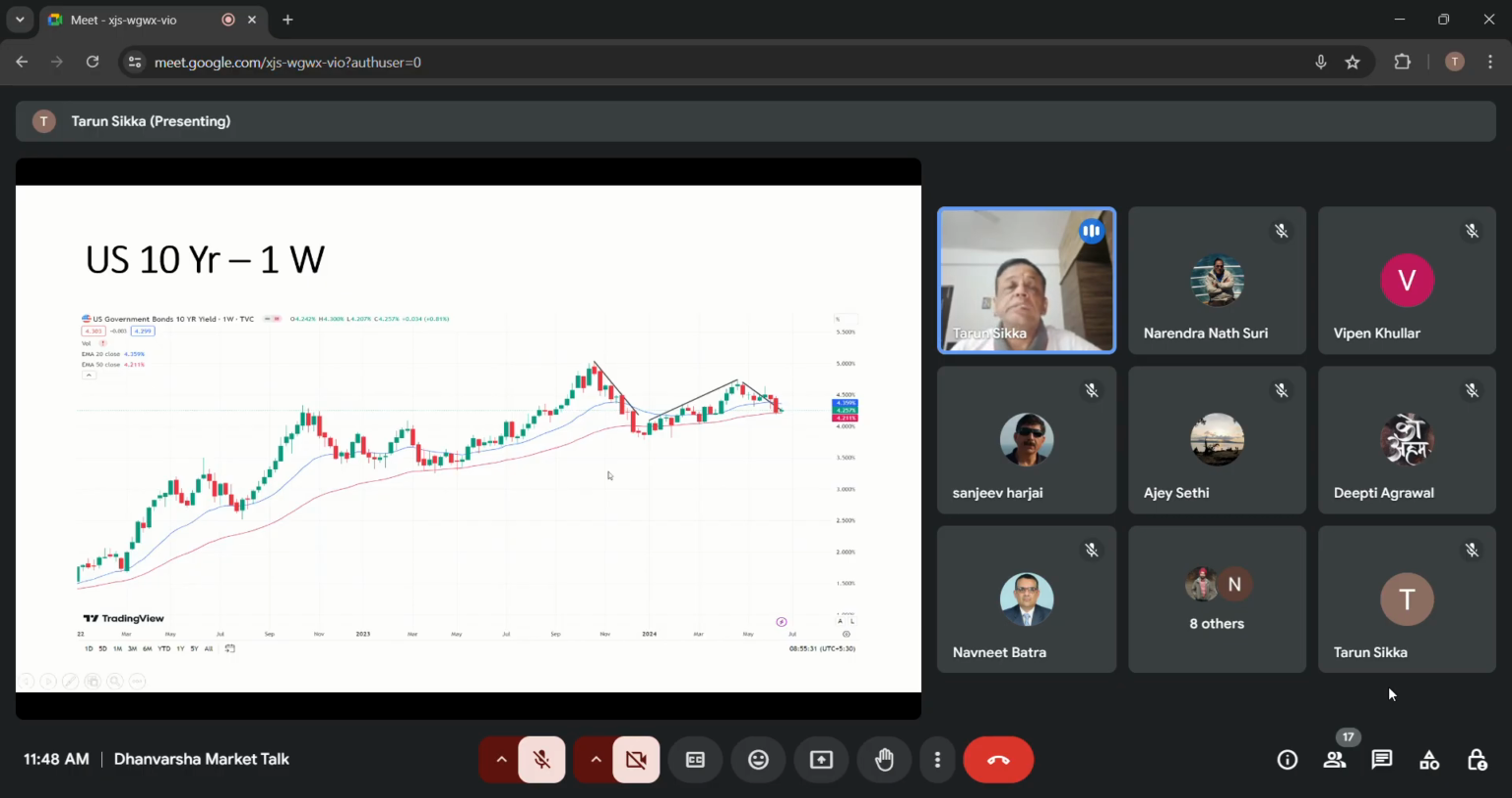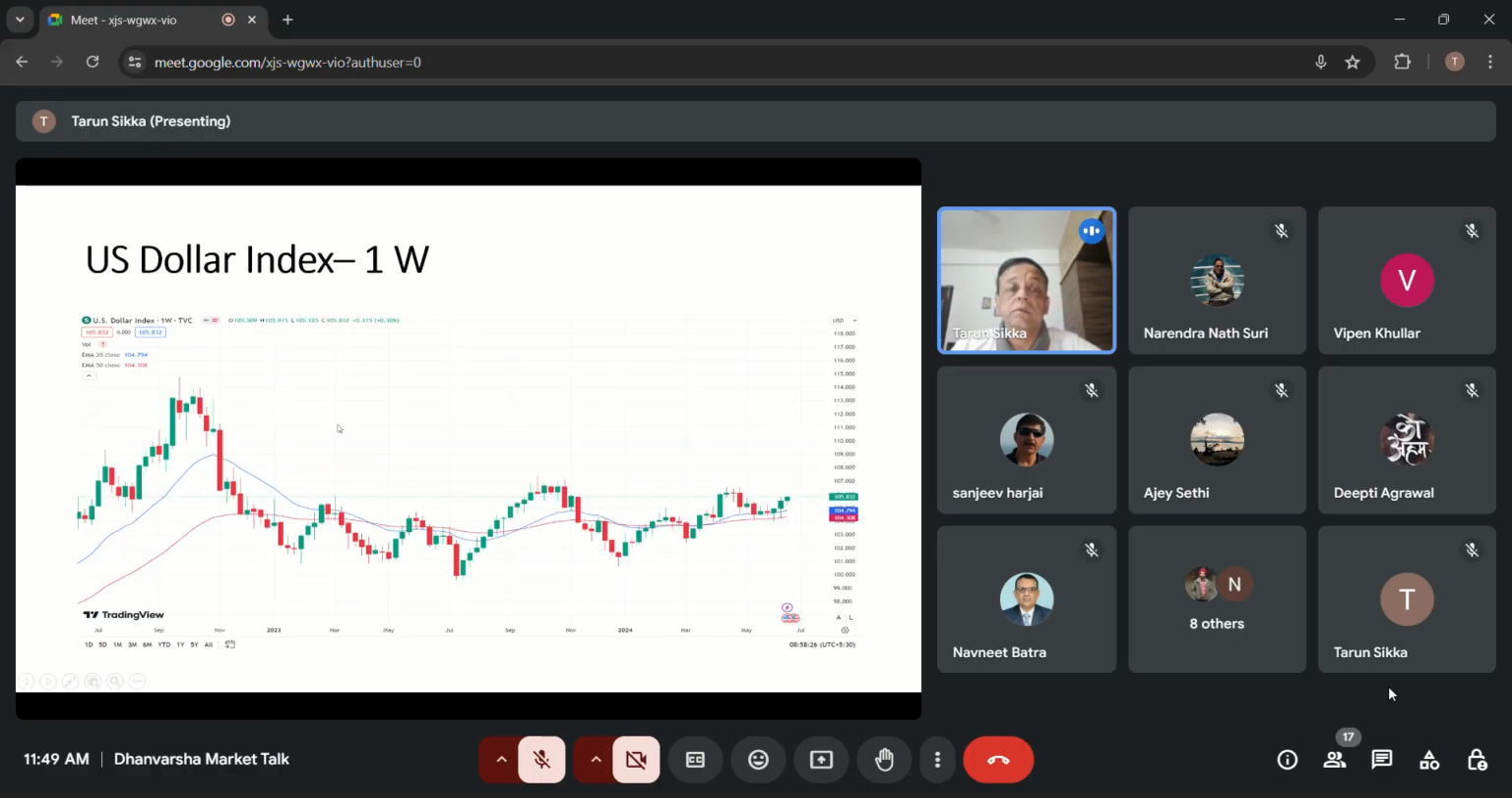This is the US 10-year yield. Now, what happened in the US is that they are still not very clear whether there are going to be one rate cut or two rate cuts. So the price will keep moving, but this 10-year yield is at the 50 EMA. Hence, it has to break above this. So the trend which was going down went up, and now again the trend is going down. So we have to watch this space.